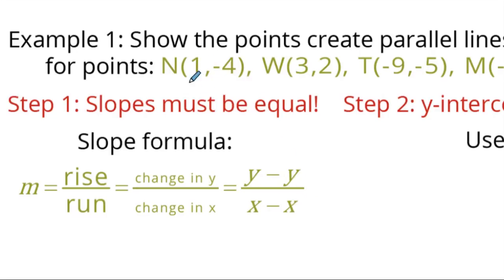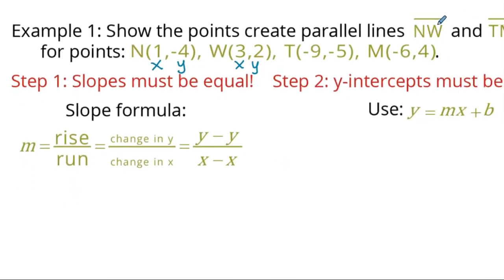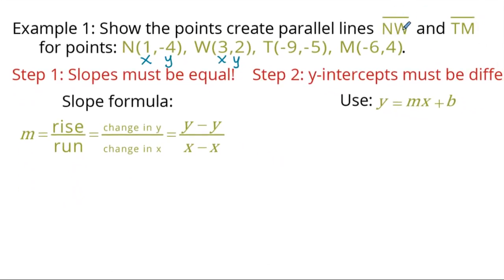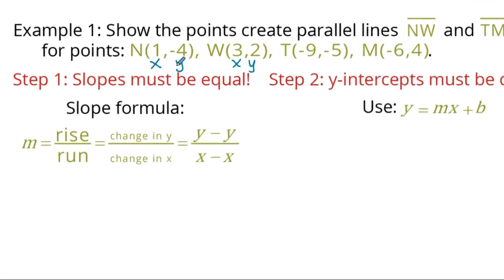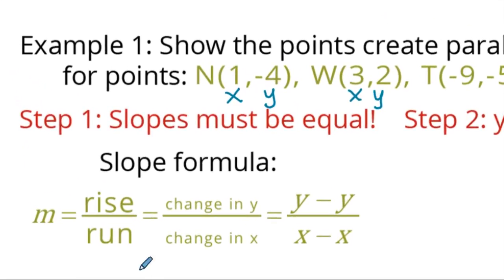Remember, the alphabet helps us here. These are always in alphabetical order: x then y, x then y. So it says we're going to find the slope of NW, and then after that, we're going to find the slope of TM, okay? So I'm finding the slope of NW right now.